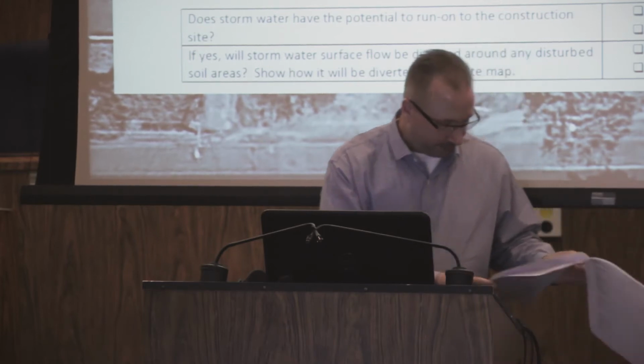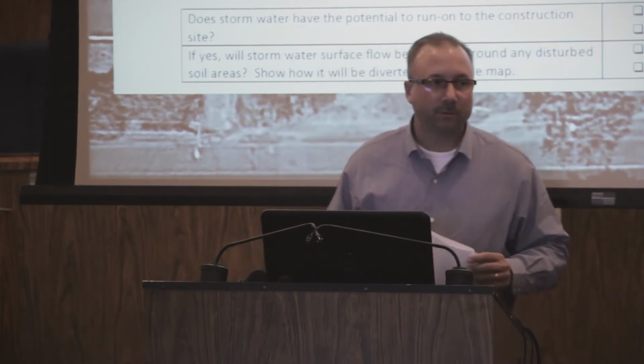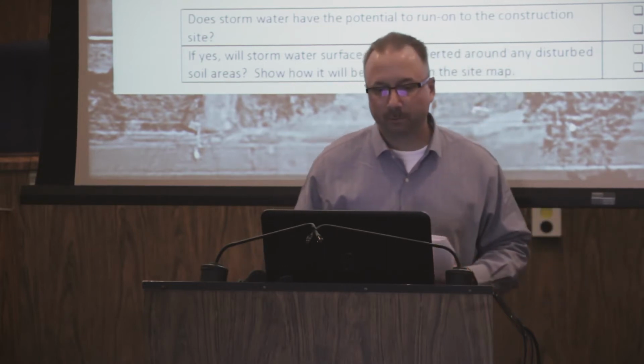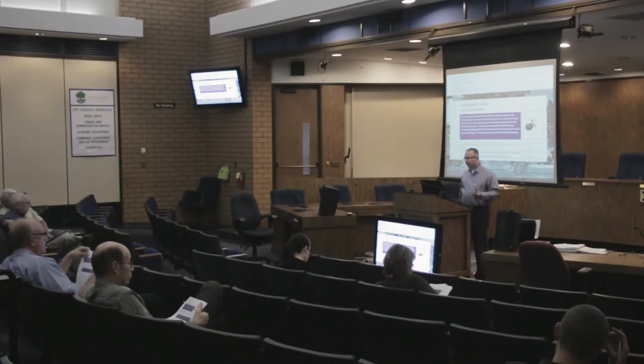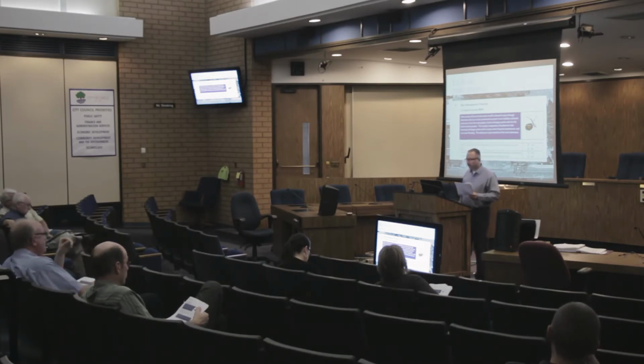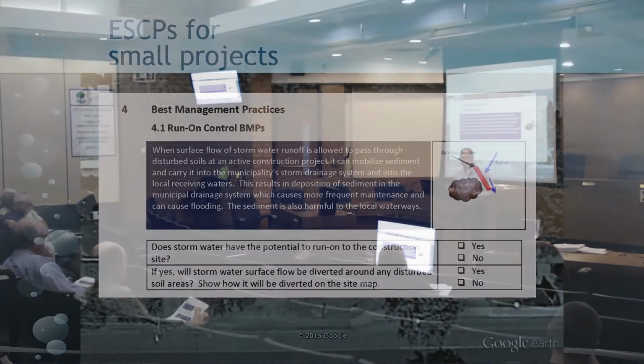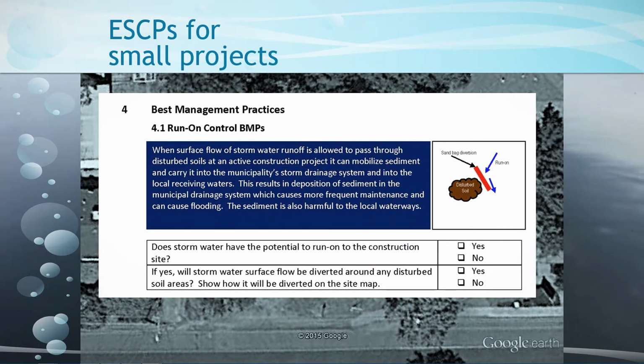All right, now moving over to section 4 on page 7, this is where we get into our BMPs, our best management practices. So the first one we're going to address is run-on control BMPs. And we have a little blurb here that says, when surface flow of stormwater runoff is allowed to pass through disturbed soils at an active construction project, it can mobilize sediment and carry it into the municipality's storm drainage system and into the local receiving waters. This results in deposition of sediment in the municipal drainage system, which causes more frequent maintenance and can cause flooding. The sediment is also harmful to local waterways.